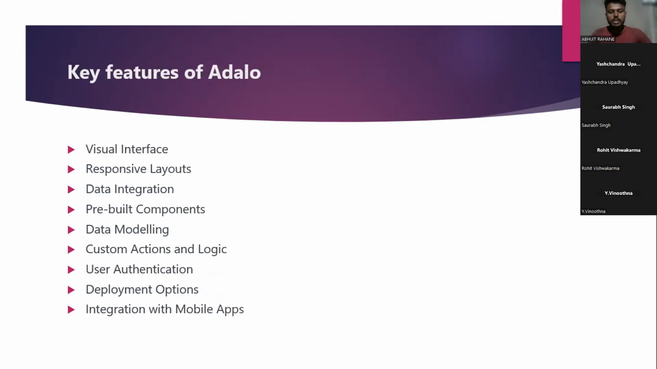The next one is key features of Adalo. These are the different key features of the Adalo tool. Adalo for web development offers several key features that facilitate the creation of web applications. Here are some of its key features. First is the visual interface, which is also defined above. The second is responsive layout. Adalo supports responsive layout, data integration, and pre-built components. These are all the key features we use in Adalo.